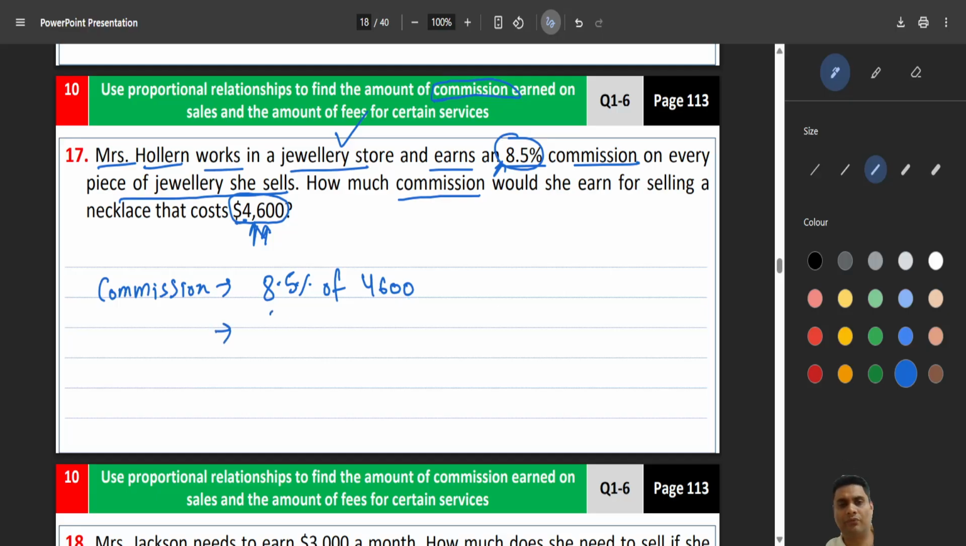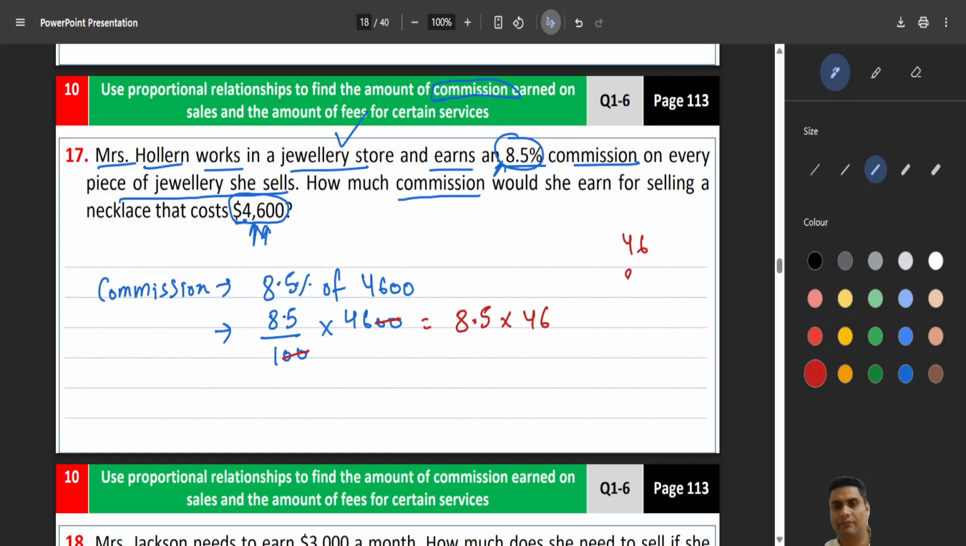I told you before, percent means divided by 100. Very simple. Of means multiply, same rules, and 4,600 here. Now check, same thing. Zeros in the last, down; zeros in the last, up. What do we have to do? 8.5 multiply 46. Let's do it here quickly.